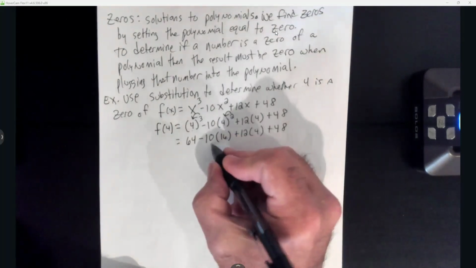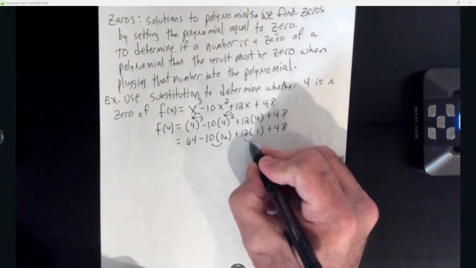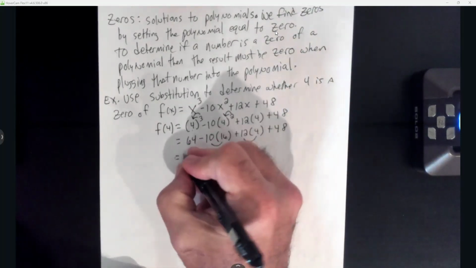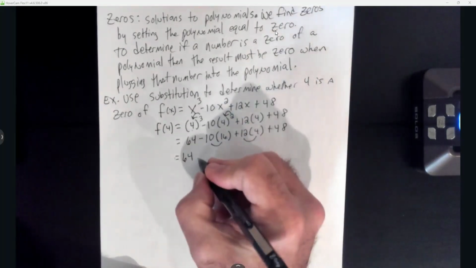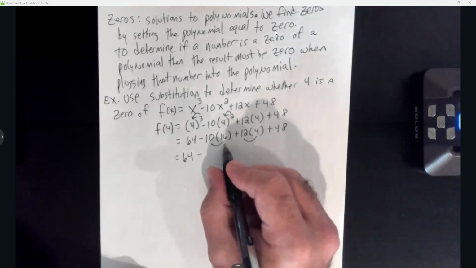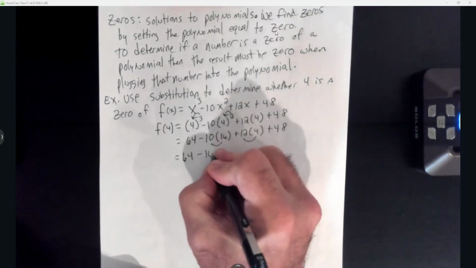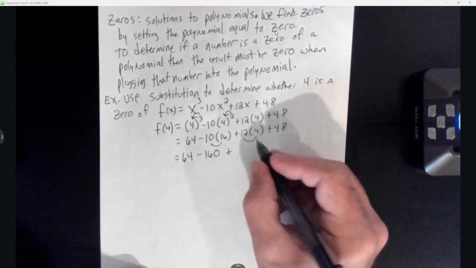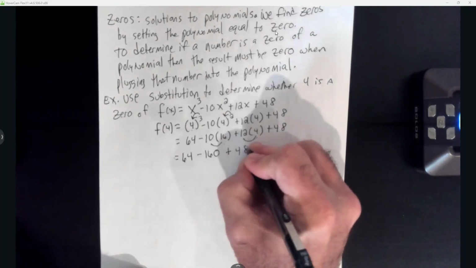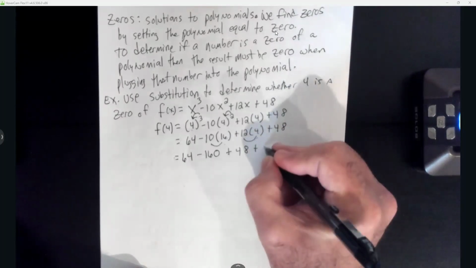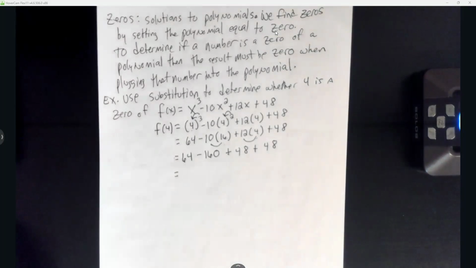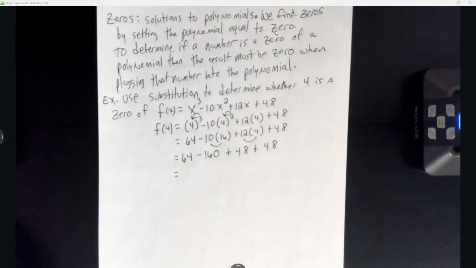Now, if you notice, what I'm going to do is multiply the two places where I got to multiply. So I'm going to bring down 64, minus 10 times 16 is 160, plus 12 times 4 is 48 and then plus my 48. All right.